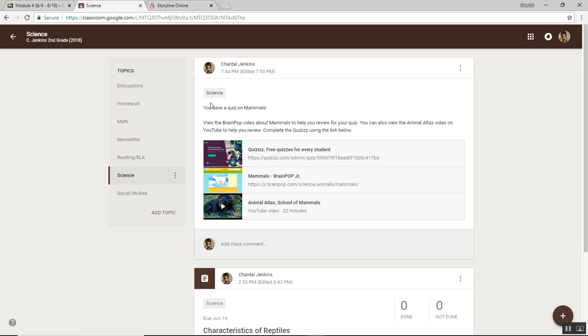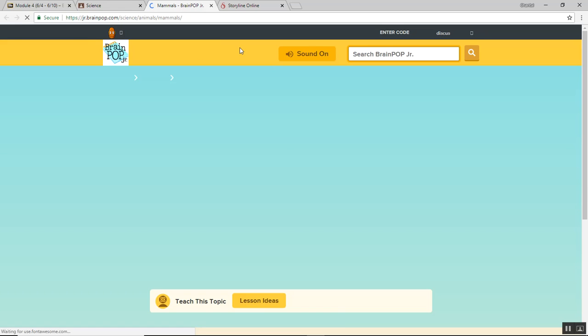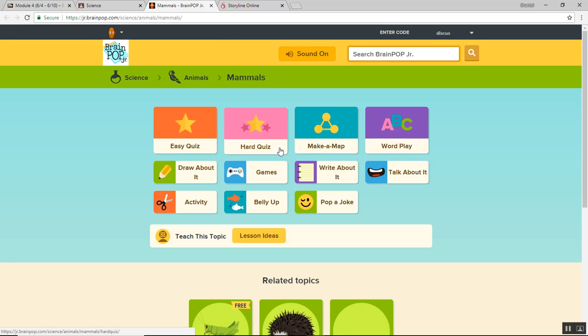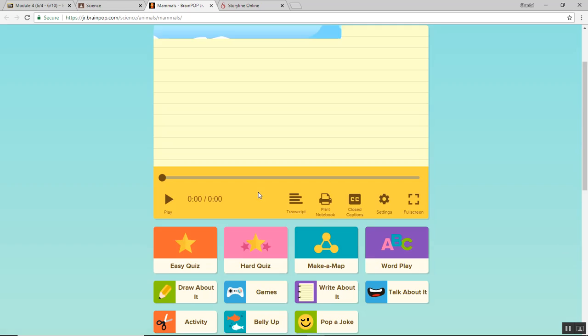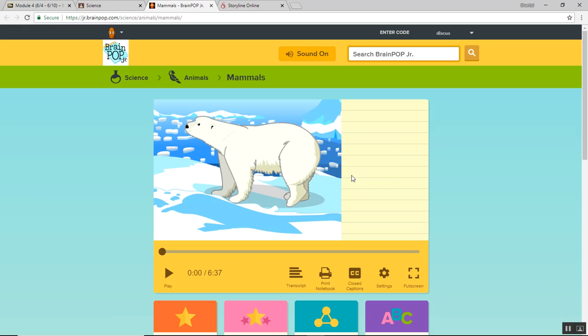For science, here is a quiz on mammals. They'll view the Brain Pop video about mammals to help them review for the quiz. They can also view the Animal Atlas video on YouTube to help them review, and then they will complete the quiz using the link below. And what I've done is I've attached the direct link to the mammals video on Brain Pop Junior. And the only thing they would have to do is click on the video and listen to the facts about mammals.